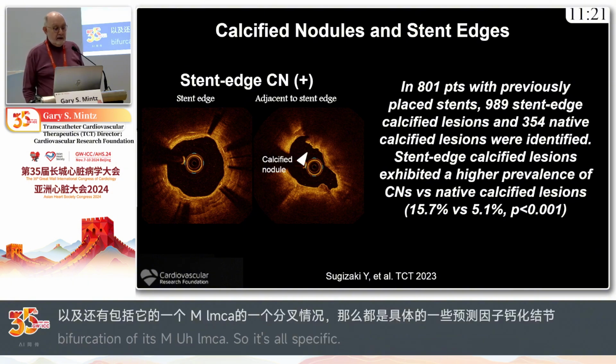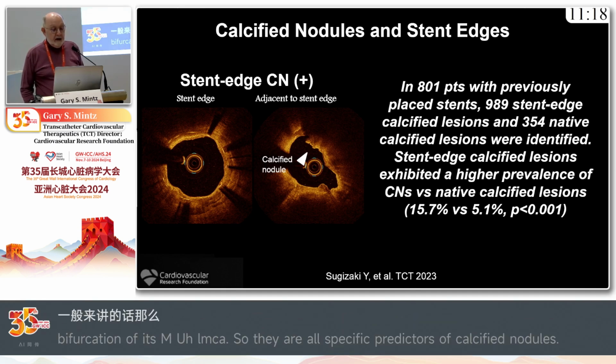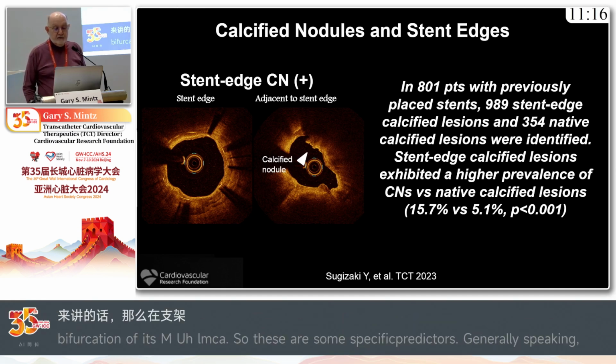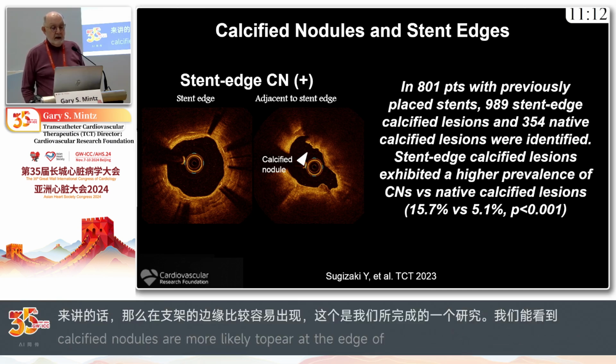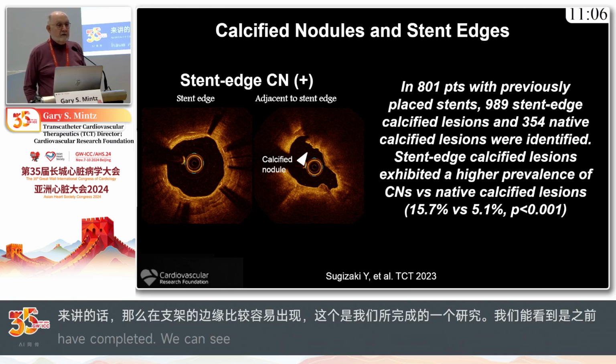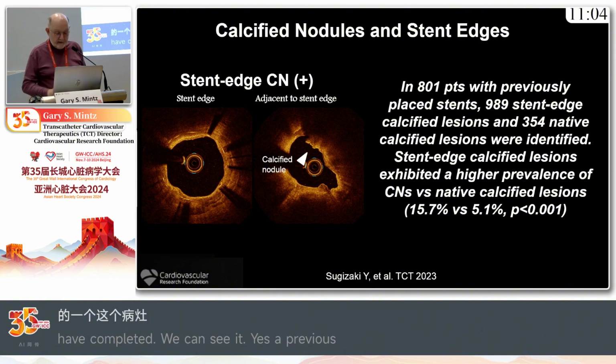Calcified nodules tend to occur more commonly at stent edges. This is a study that we just completed, and we saw that at the edges of previously placed stents, where the edge of the stent was in a calcified lesion, we have a 15-16% frequency of an eruptive calcified nodule at follow-up.